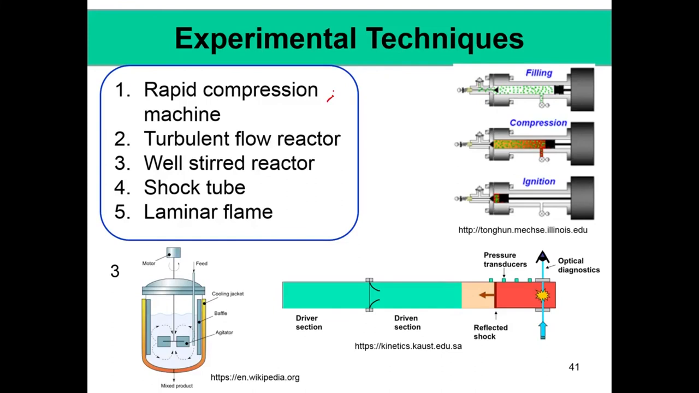It's the rapid compression machine. A rapid compression machine is very much like a combination of a spark ignition engine and a diesel engine. You fill up this part of the rapid compression machine with your charge, your reactant, and then you compress it. As you increase the pressure and temperature, ignition happens. Okay. But still there are some problems with the flow effect, etcetera. Turbulent flow reactor is when you mix the reactants and you increase a feed of a hot gas which initiates the reactions.